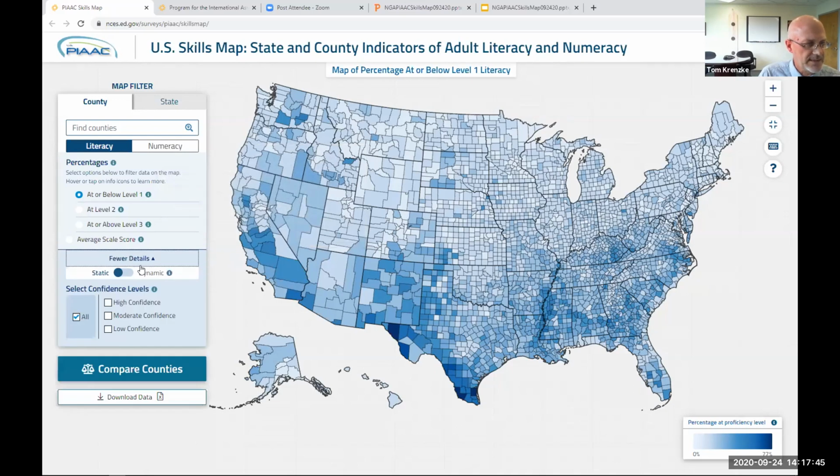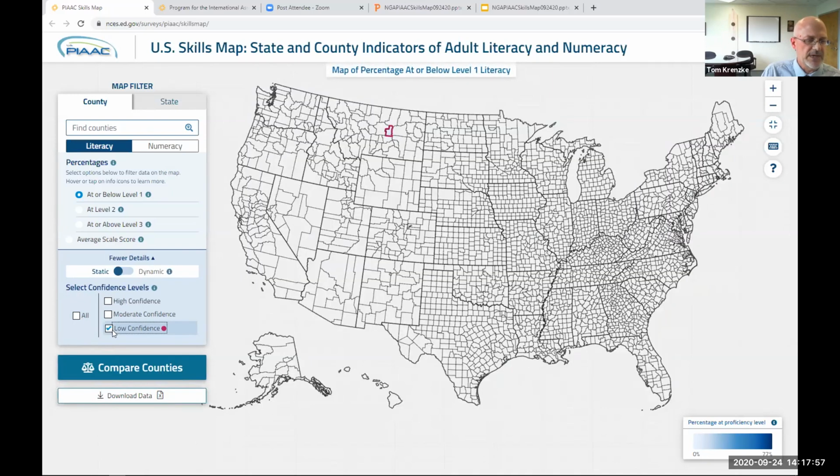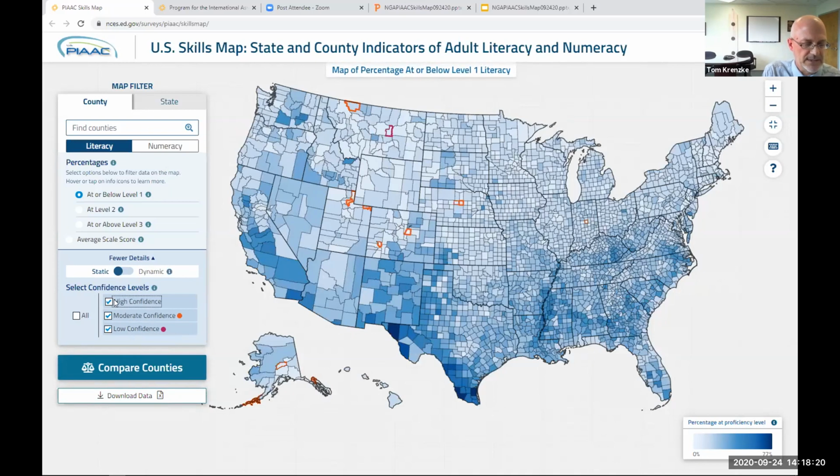Let's click on more details to get some information on the precision and how much confidence you can have in these estimates. When we click on low confidence, there's actually one county in Montana with an estimate where the precision level is low. These classifications of confidence levels are aligned with the NCES statistical standards. When I click on the moderate confidence levels, we see these counties outlined as well as the one with the low confidence level. And when I click on the high confidence level, we see all the rest of the counties, with the ones that have low and moderate confidence levels still highlighted.